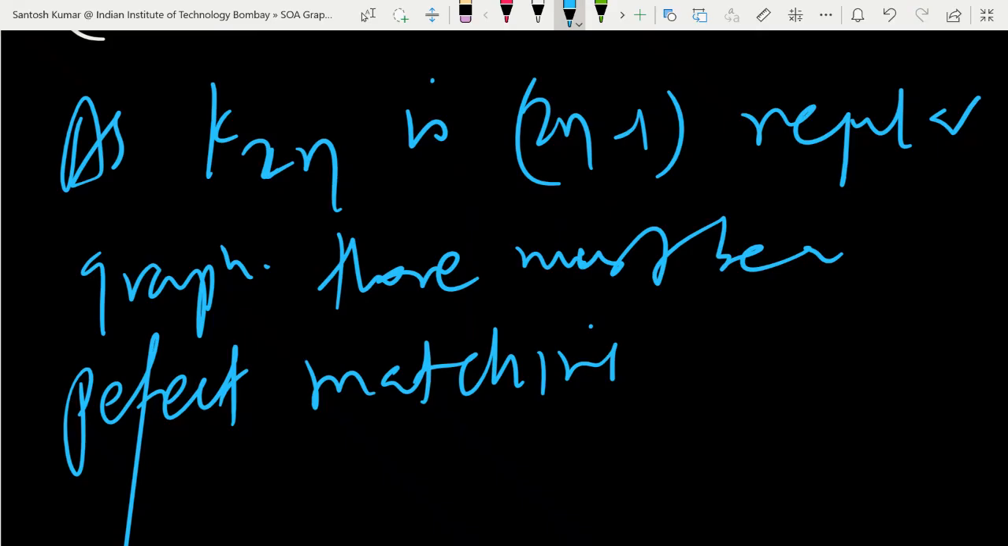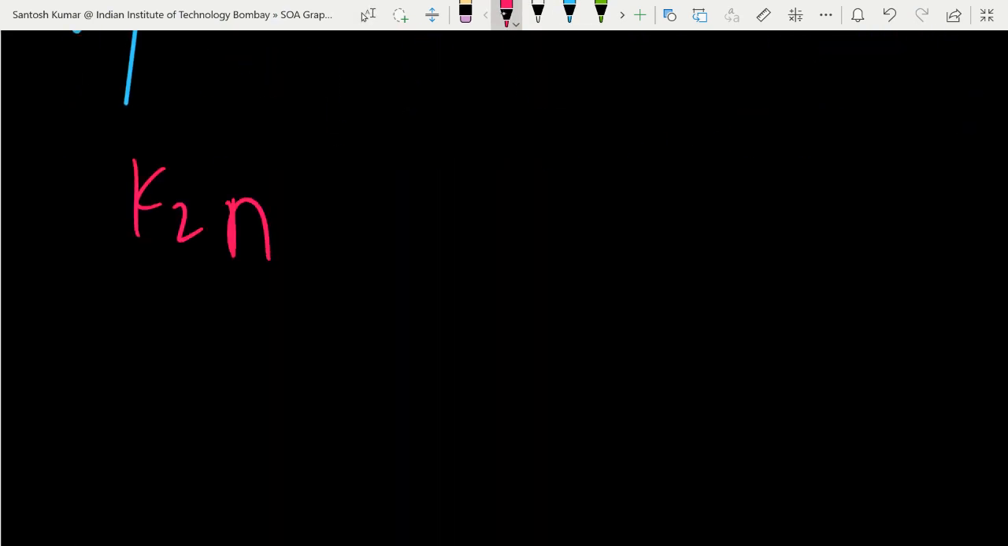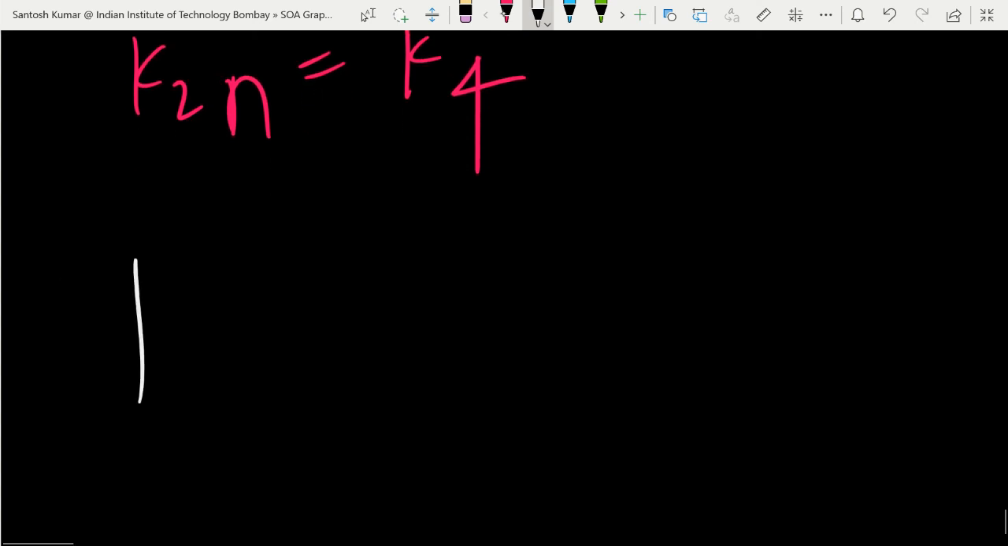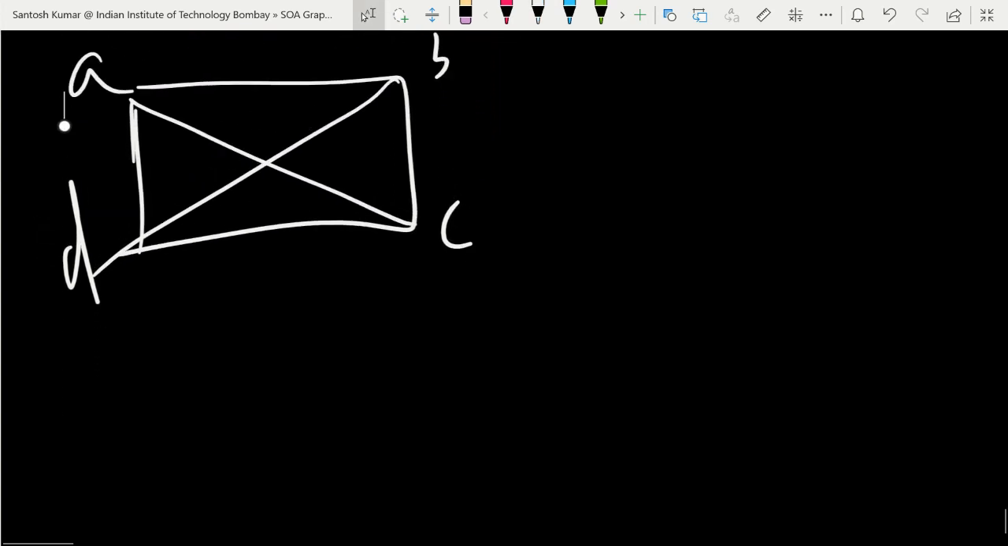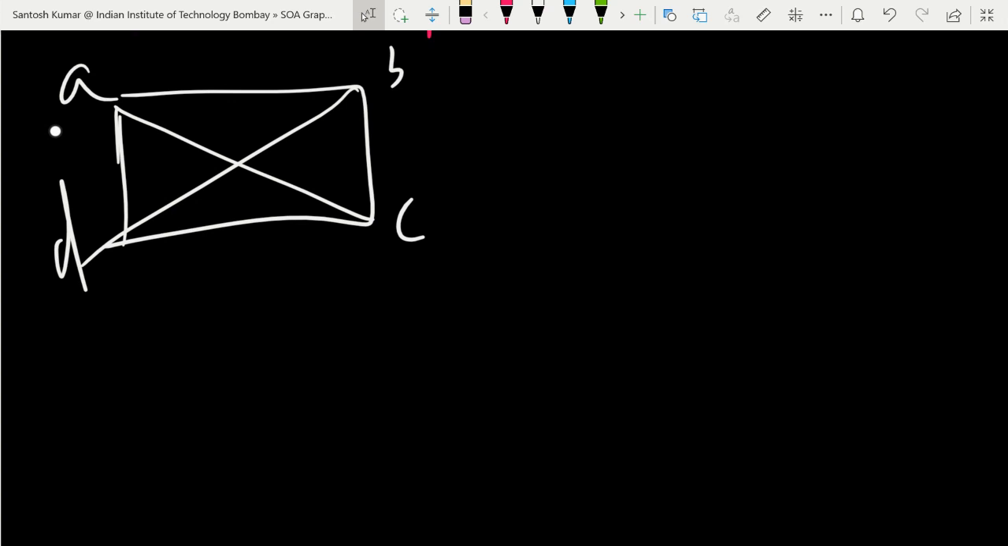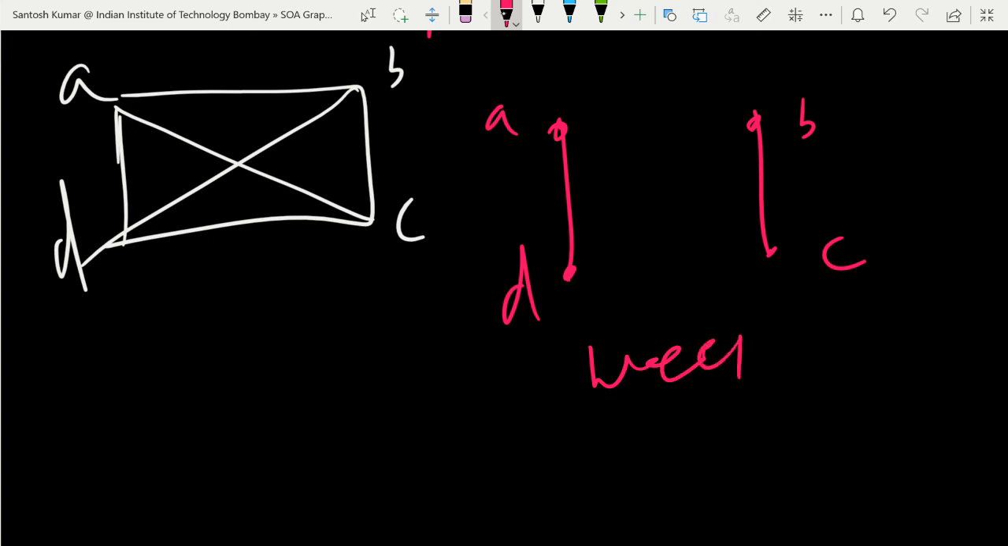Let's take one example. In place of K2n, consider K4. So we have four teams, and we have to arrange matches. How will you do the perfect matching? This is K4, with vertices A, B, C, D. In week one you can do a match between AB and one match between CD. This is the first match. So week one you can do it like this.